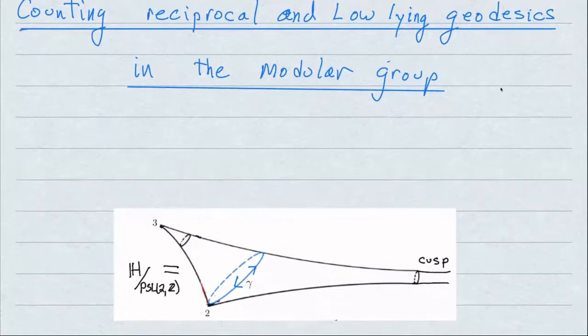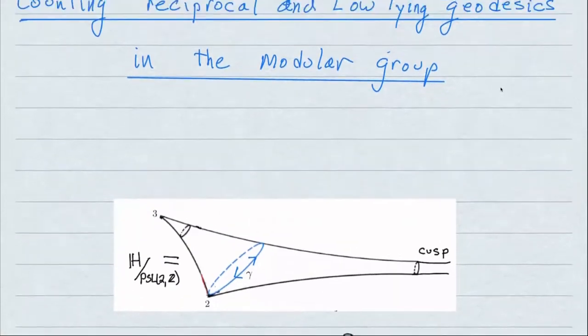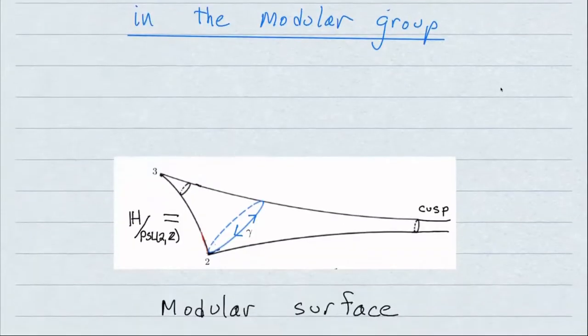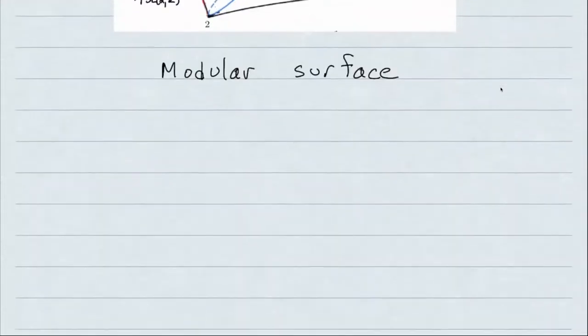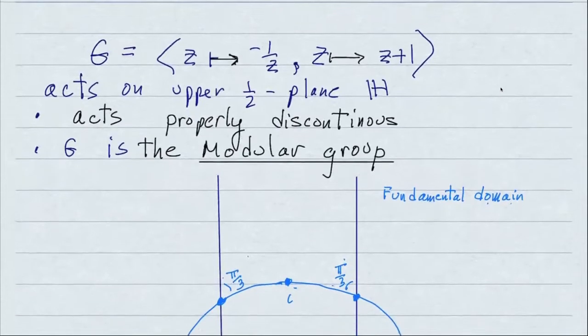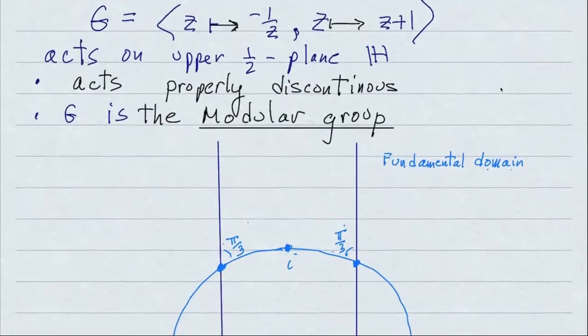So this is about geodesics in the modular group. Here's a picture of the modular surface. It's the quotient of the hyperbolic plane modded out by PSL2Z. Let me describe the modular group first. I'm trying to figure out a way to fit this, sorry.